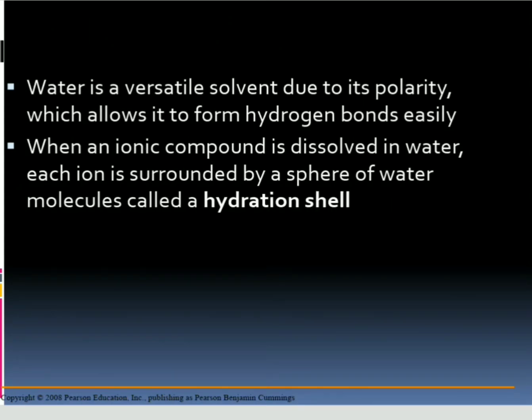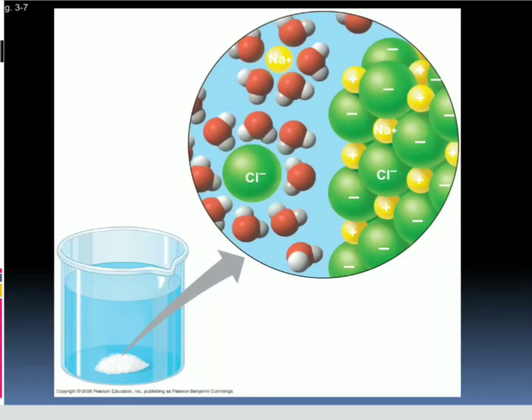Water is a versatile solvent due to its polarity, which allows it to form hydrogen bonds easily. When an ionic compound is dissolved in water, each ion is surrounded by a sphere of water molecules. We call it a hydration shell. So each ion is surrounded by water molecules, forming hydration shells when ionic substances are dissolved.